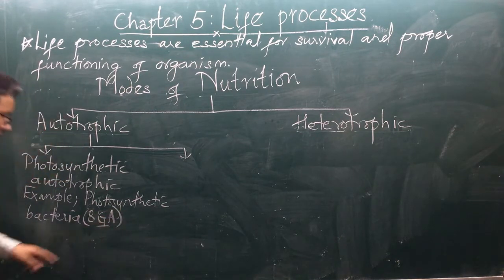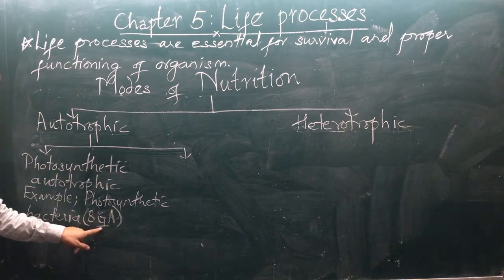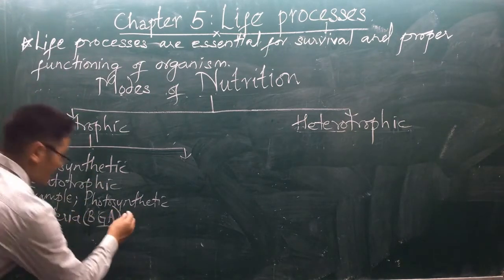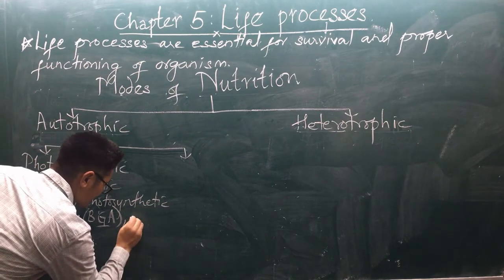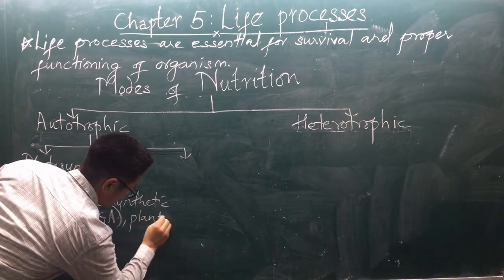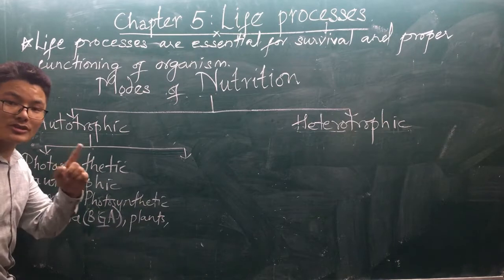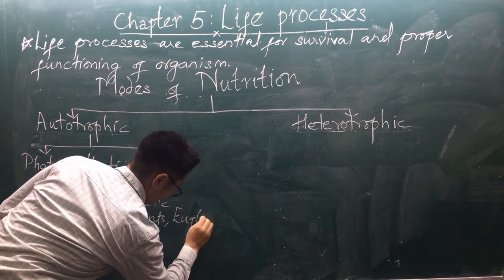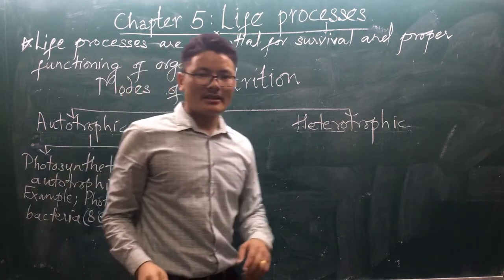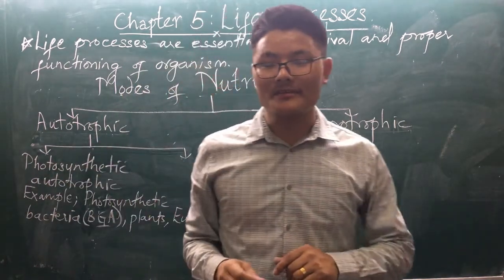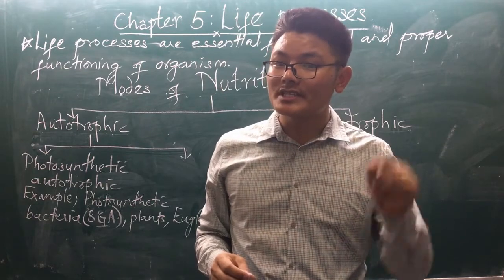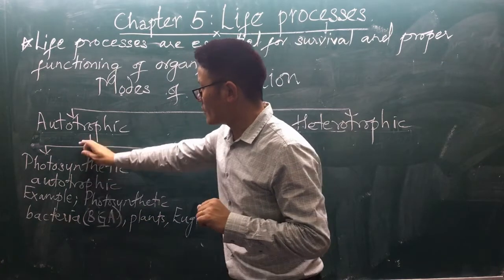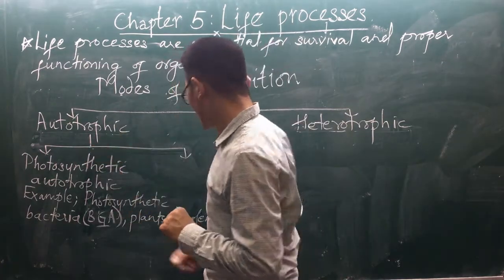They are having green color because they are containing chlorophyll pigment in the chloroplast. And we have green photosynthetic plants. We also have one protist called Euglena. Euglena is a protist. It comes under the Protista kingdom, and it also uses sunlight energy for preparation of their own food. So they are autotrophs. They are following autotrophic mode of nutrition.